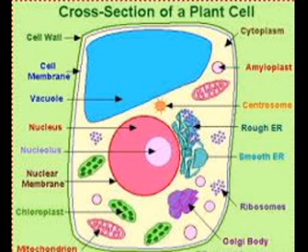Cell walls in fungi are made of chitin. The main function of cell wall is it provides mechanical strength and offers protection to the cell.